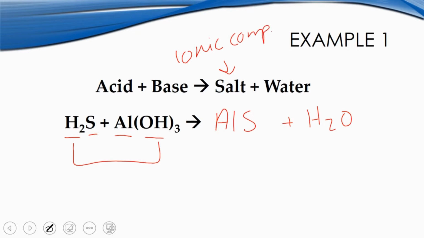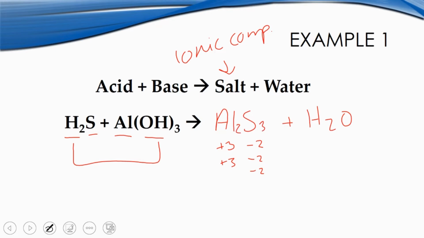Now, of course, if you recall our previous lessons, we know that AlS is not a correct ionic compound because we have to take into consideration the charges. So we know that based on the location on the periodic table, we have aluminum with a +3 charge and sulfur with a -2 charge. And we know that these have to equal 0. So therefore, we know that this will be a 3 and that will be a 2.